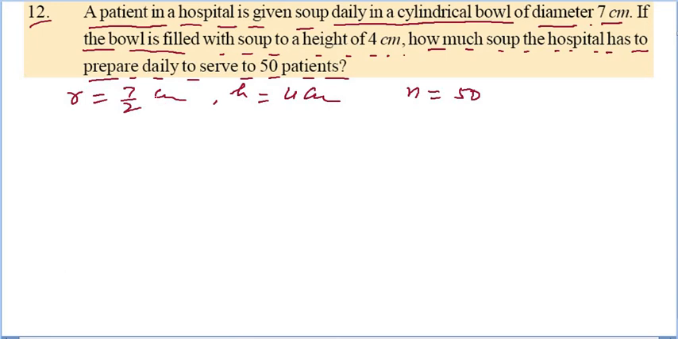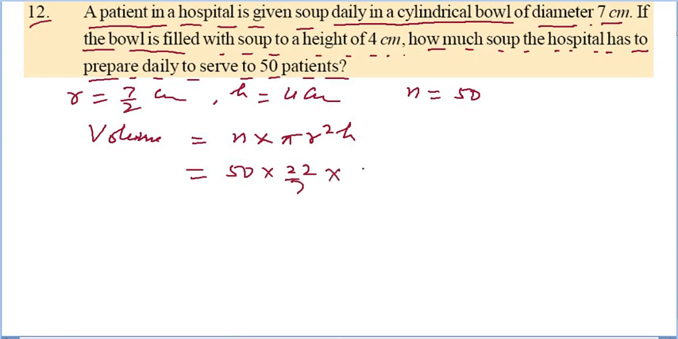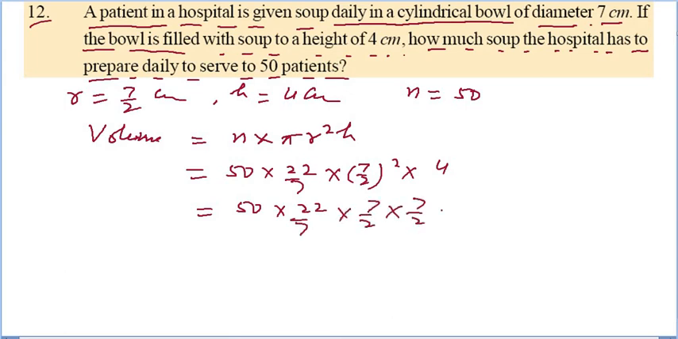Now find the volume. The required volume is equal to the number of patients times the volume of the bowl, that is n times pi r square h. Now put the values. n is 50, pi is 22 upon 7, r is 7 by 2 whole square, and h is given as 4. Now we can calculate it. So 50 into 22 upon 7 into 7 by 2 into 7 by 2 into 4. So 2 fours are 8 and 2 ones are 2. Once again 7 cancels with 7.